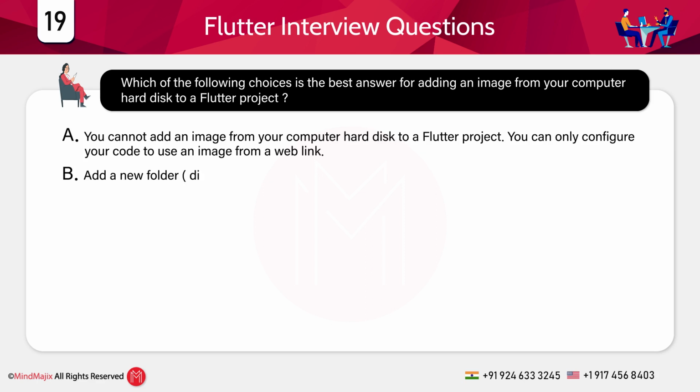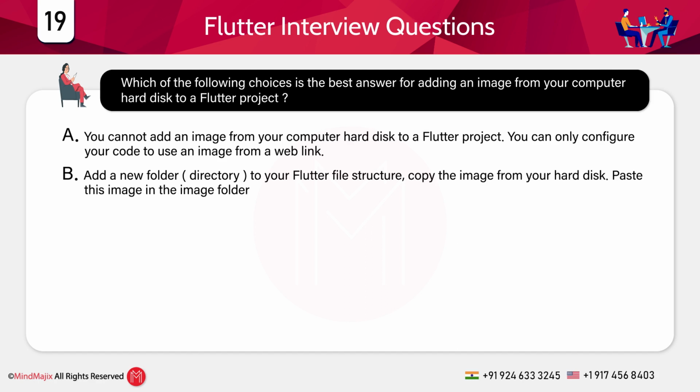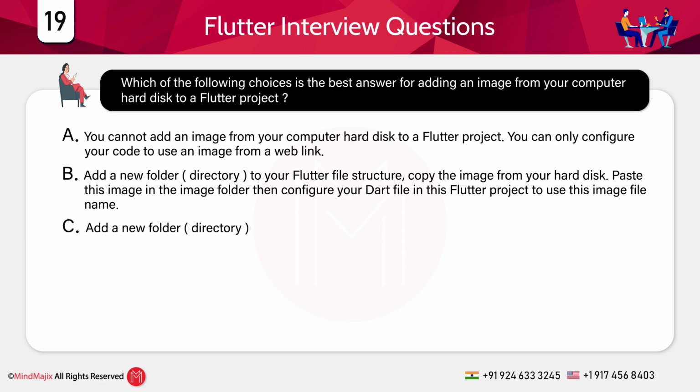Add a new folder to our Flutter file directory structure. Copy the image from your hard disk. Paste this image in the image folder, then configure your Dart file in this Flutter project to use this image file name. Then option C will be: add a new folder to your Flutter file structure.